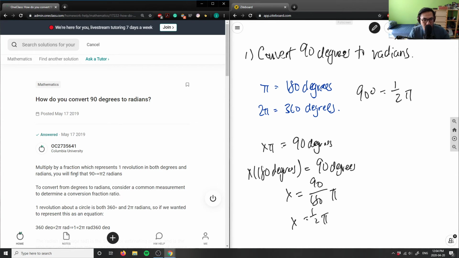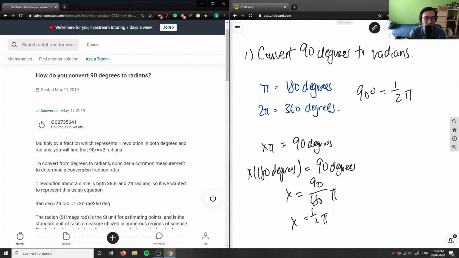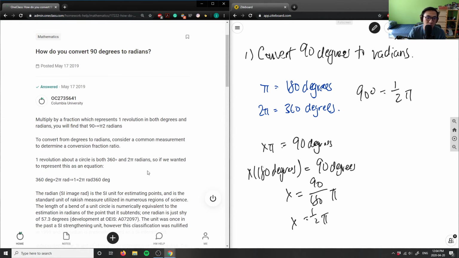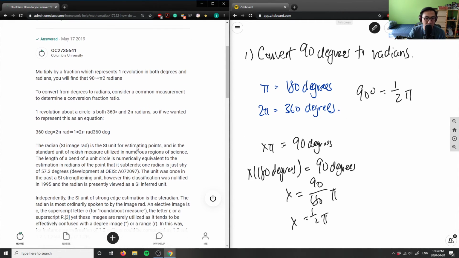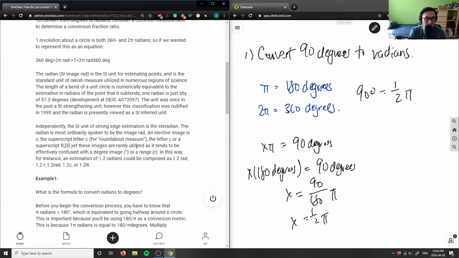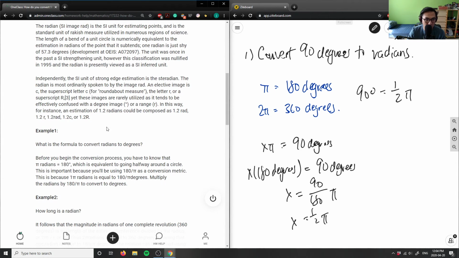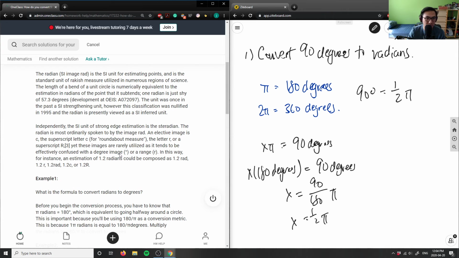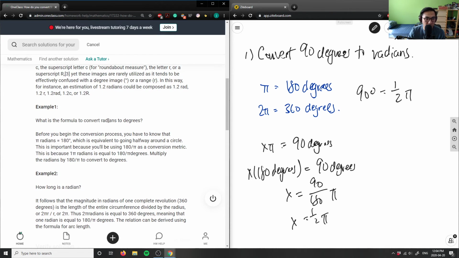So you see, it's multiplied by a fraction. The solution says the fraction represents 1 revolution. To convert from degrees to radians, they said 2 pi radians equals 360 degrees. That's what we did here. The rest is more background stuff, saying pi radians equals 180 degrees, so 1 radian equals 180 divided by pi degrees. You multiply that to convert to degrees.